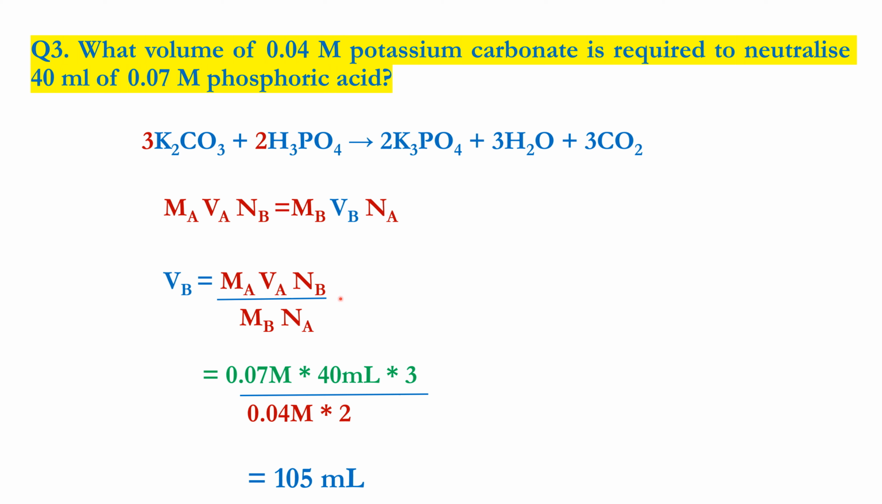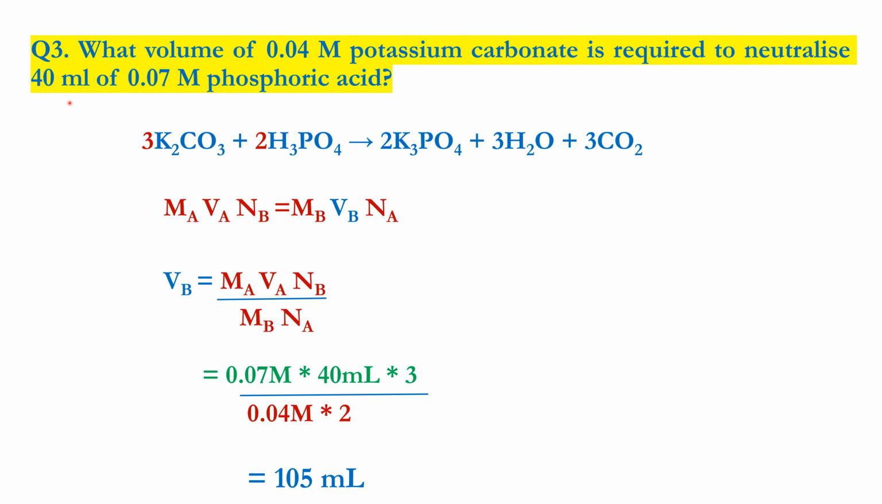So once we have the formula for the volume of base, which we are asked, we then substitute all the values in the question in this formula. So molarity of acid is 0.07 mole, so we put it here because it says 0.07 mole phosphoric acid. Volume of acid is 40 ml.